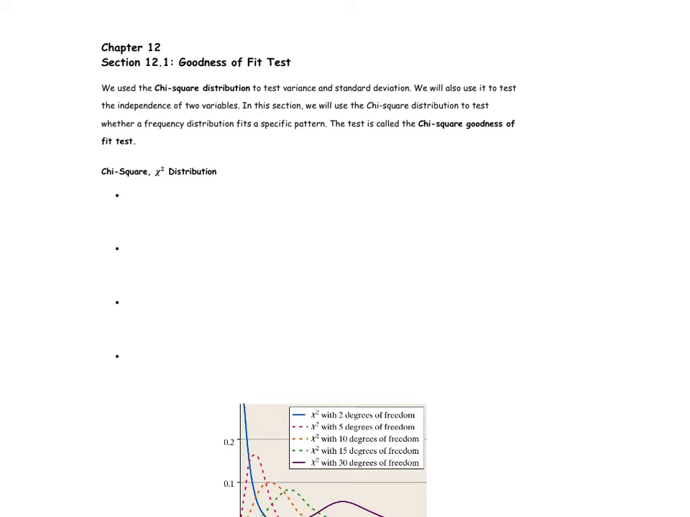So we have to introduce our new distribution. What we're going to be using in Chapter 12 is a chi-squared distribution. And we use it for a couple different things. We're going to use it to test variance and standard deviation, but not in this class. What we are going to be doing, like I said, we're going to be testing the independence of two variables, and we're going to see if a frequency distribution fits a specific pattern. And that's what this section is called. It's the chi-square goodness of fit test, or GOF.